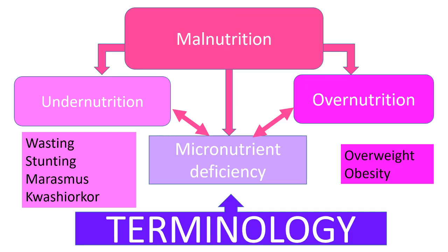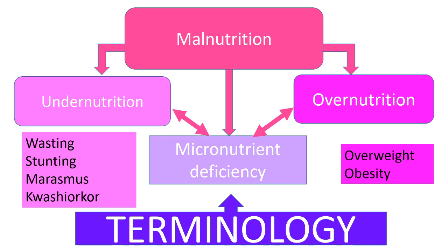Malnutrition we can divide into three big groups. The first group is pediatric undernutrition, and pediatric undernutrition includes wasting, stunting, marasmus, and kwashiorkor. Marasmus and kwashiorkor are terms we usually use in patients with protein energy deficiency, and we can find them in the International Disease Classification.